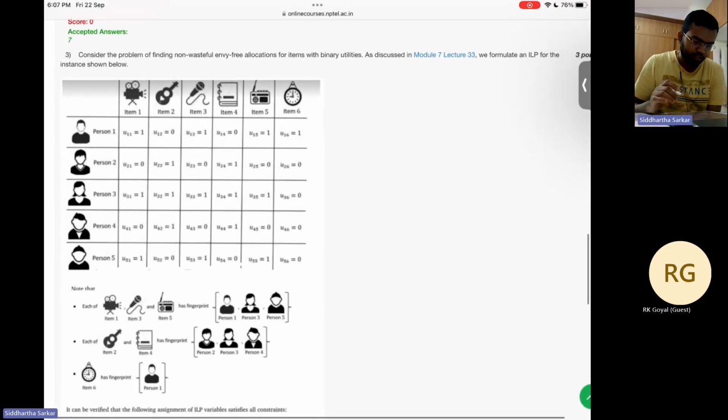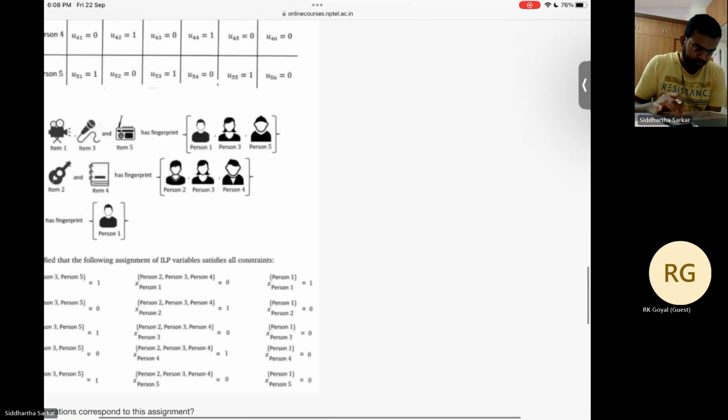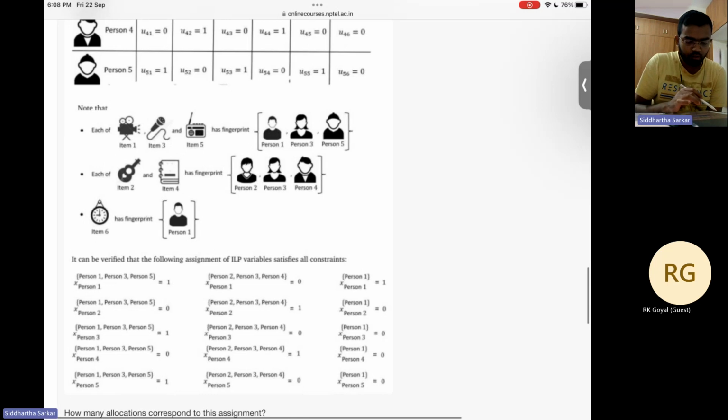Just to recapitulate, we were given a set of items, and a set of agents or persons who need to be allocated these items such that every person gets items that he or she likes, and no person is envious of another person. And then the question was that given a fingerprint of an item, recall that a fingerprint is the set of persons that like an item.